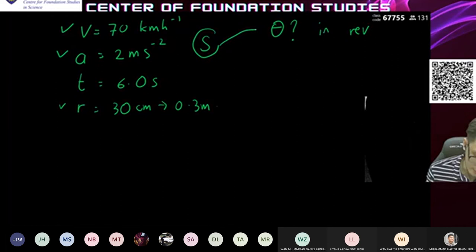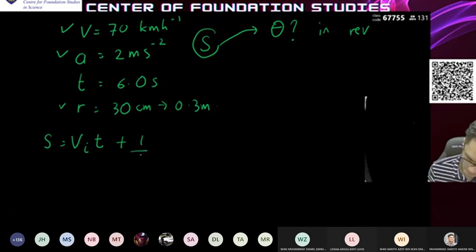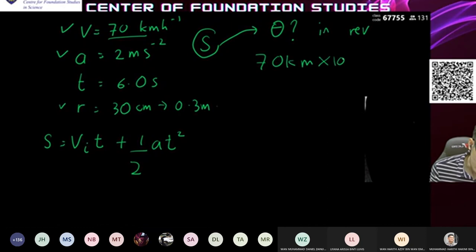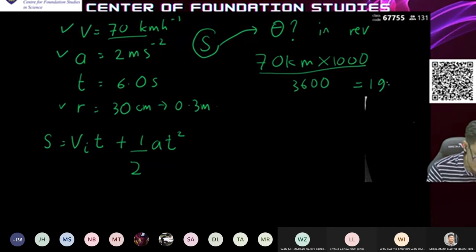So in order untuk cari S, we use the kinematics equation. We use the third one, di mana S is equal to V initial times the time plus half A T to the power of 2. Okay, so the initial velocity is 70 kilometer per hour. Jadi 70 kilometer per hour, we convert it into meter per second. So we times with the 1000 and we divide by 3600. Okay, berapa dia punya velocity in meter per second? 19.44 meter per second. Okay, and then we just sub in into the equation.